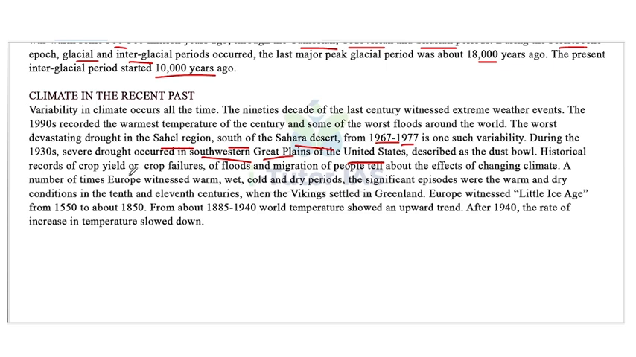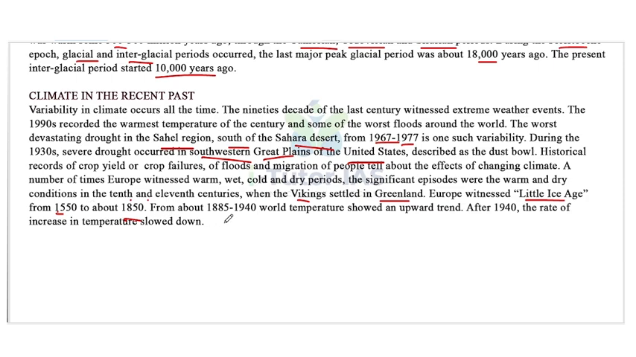Historical records of crop yield or crop failure, of floods and migration of people tell about the effect of changing climate. A number of times, Europeans witnessed warm, wet, cold and dry periods. The significant periods were the warm and dry conditions in the 10th and 11th centuries, when the Vikings settled in Greenland. Europe witnessed the Little Ice Age from 1550 to about 1850.